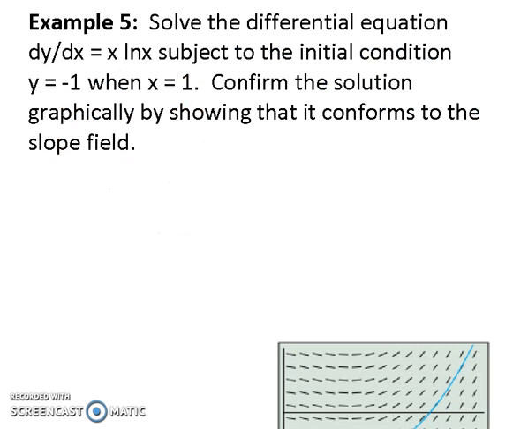Okay, so now let's extend that into not just finding a general solution with the plus c at the end, but what if I wanted to actually find a particular solution? So here we have the differential equation dy dx equals x natural log of x with the initial condition of y equals -1 when x is equal to 1. We want to confirm the solution graphically by showing that it conforms to the slope field. So the slope field's down there, and we'll look at it in a minute. But I want to figure out what function would give me a derivative of x natural log of x and go through the point (1, -1).